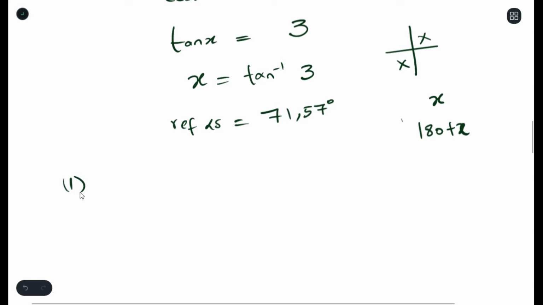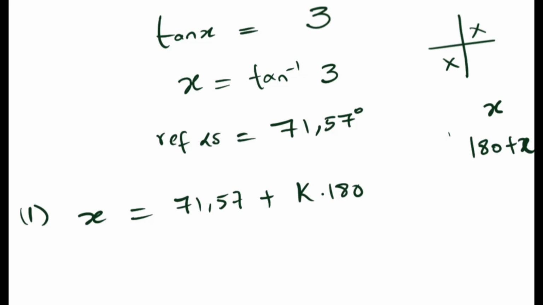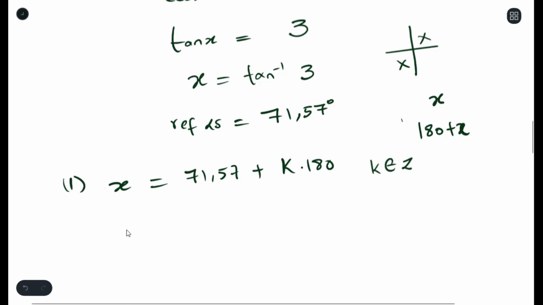So our first answer is just going to be x equals the reference angle plus the example we did previously, which involved sine. It ended with K360. However, for tan, we always end with K180, not K360. So we're still going to put K is an element of integers. This would be your first answer.